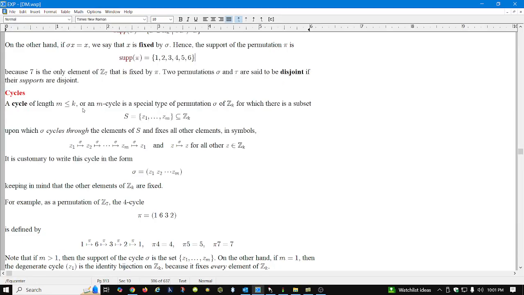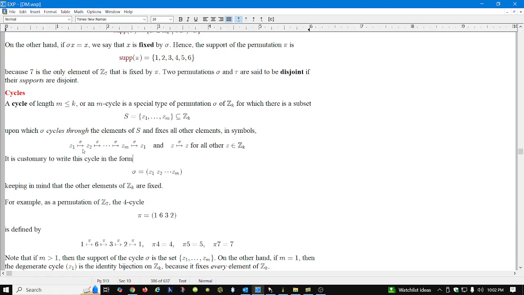Now, we come to a critical definition. A cycle of length m less than or equal to k, where Zk is our underlying set, also called an m-cycle, is a special type of permutation, which I'm calling sigma, of Zk, for which there is a subset S of the underlying set, z1 through zm, upon which sigma cycles through the elements of S and fixes all the other elements. So this, I think, will clarify that definition.